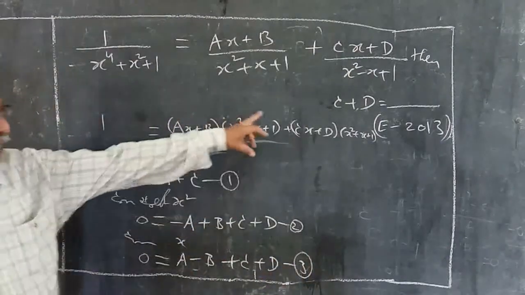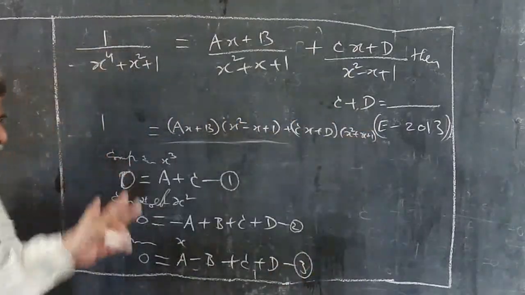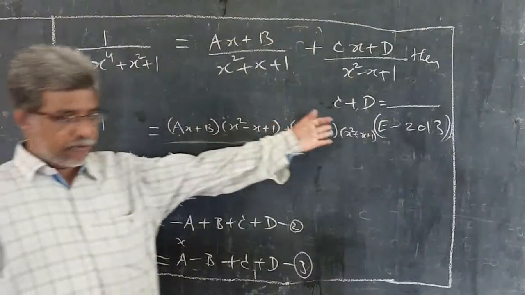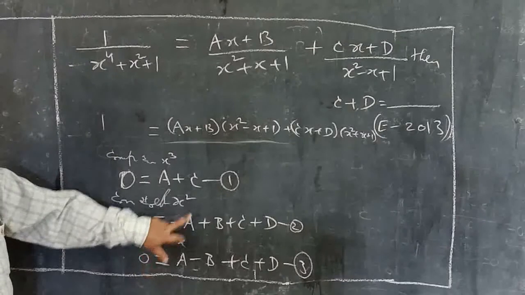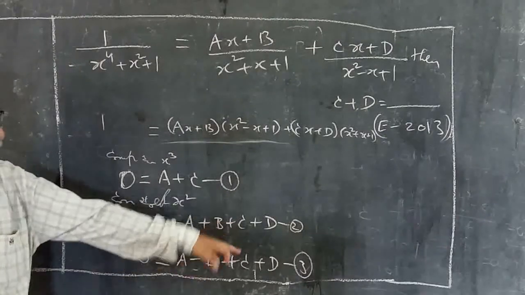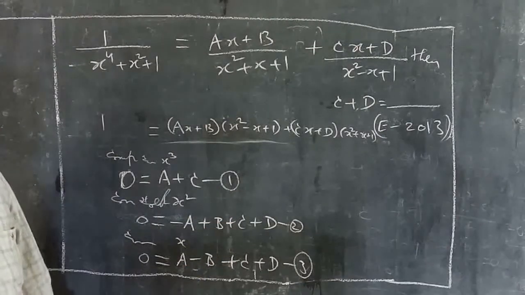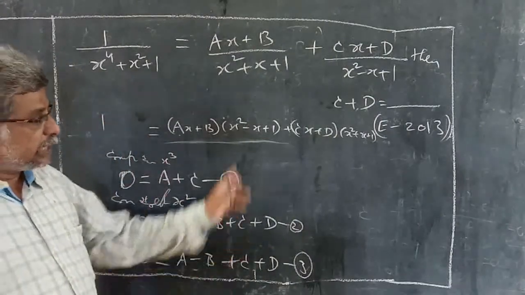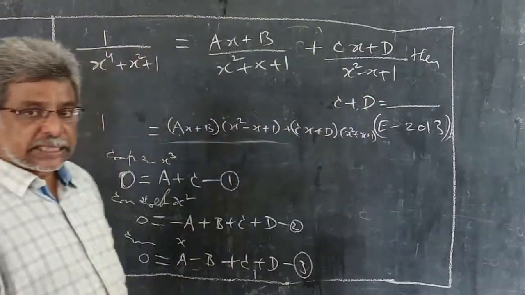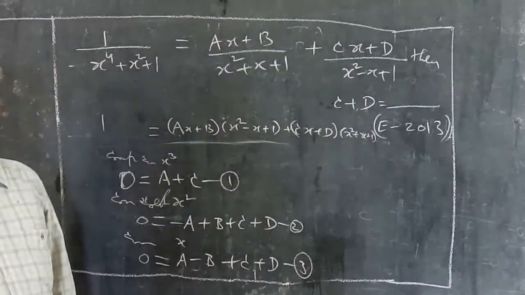Observe, he is asking c plus d. No need to find a, b, c, d. Just c plus d is enough for me. So by adding equations 2 and 3, a cancels, b cancels, and I will get c plus d directly. So like that, if you think logically, there is no need to find a, b, c, d all and then add c and d.